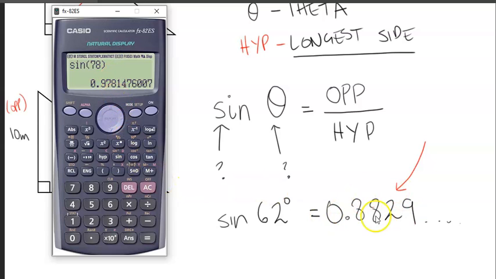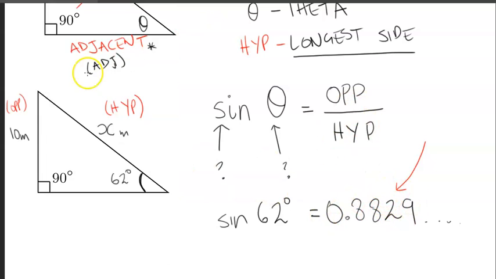So for now, we're just interested in this. This is saying that if I got my opposite side, which I know to be 10 meters, and I divided it by the hypotenuse, which is x meters, which we don't know, this has to equal 0.8829. So now all we have to do is figure out 10 divided by some number will give me 0.8829. How do we do that?